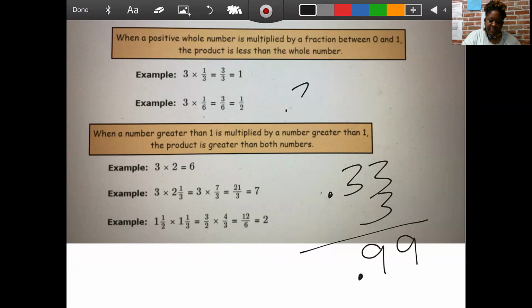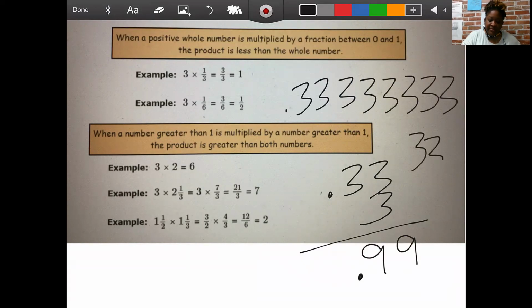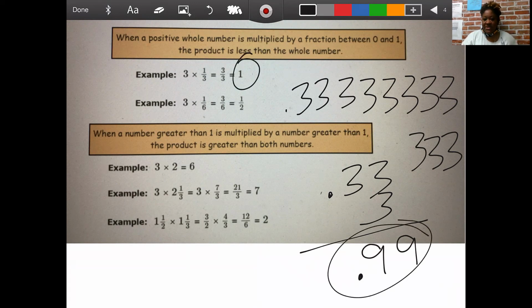It's 0.33333333333 on and on and on. So if you were to multiply 0.333333333 to infinity, that would be $1. So 99 cents is close to $1. So you just round it up to $1.